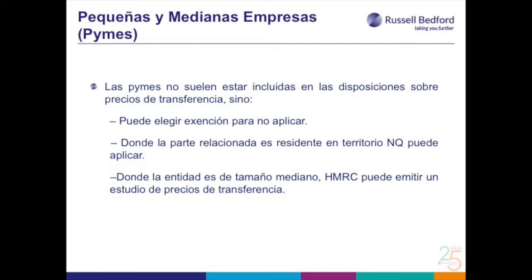SMEs, as we've seen, don't normally fall within the transfer pricing provisions, but they can elect for the exemption not to apply. And they are also caught where the affected person, that's the person that they are transacting with, is resident in a non-qualifying territory. A non-qualifying territory is defined as being a territory where the UK does not have a double tax treaty with a non-discrimination clause in it. So basically where non-residents are treated differently from residents, and a lot of tax havens will fall within that definition of being a non-qualifying territory, though obviously you would have to consider the double tax treaty if there is one.